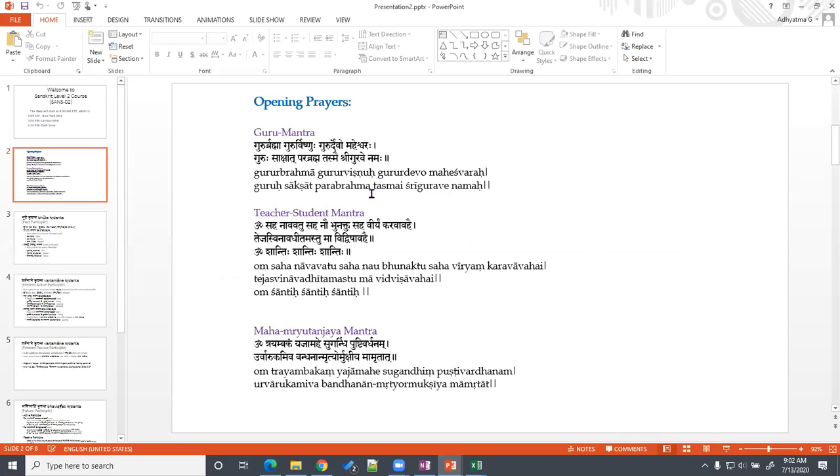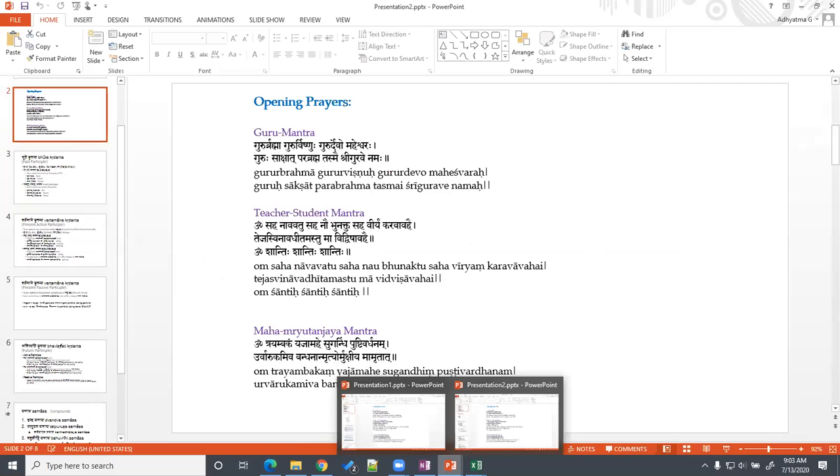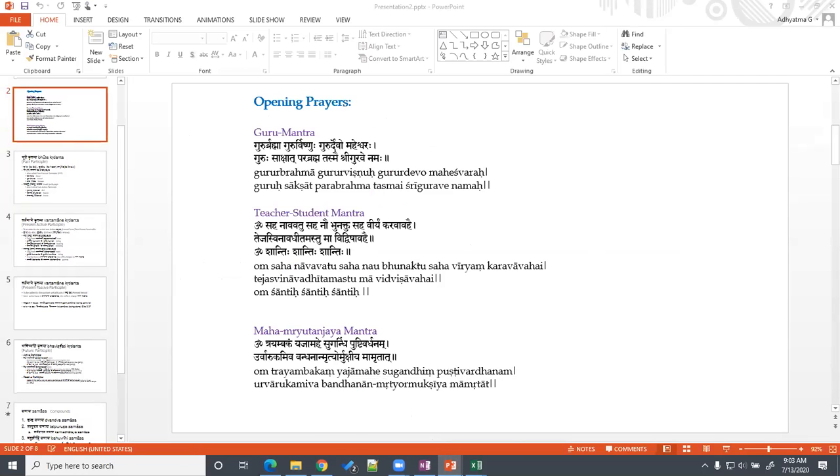Welcome everyone. Last time we did the samasa, the compound words, and we have already done 2 types of samasas: Dvandva samasa and Tatpurusha samasa.